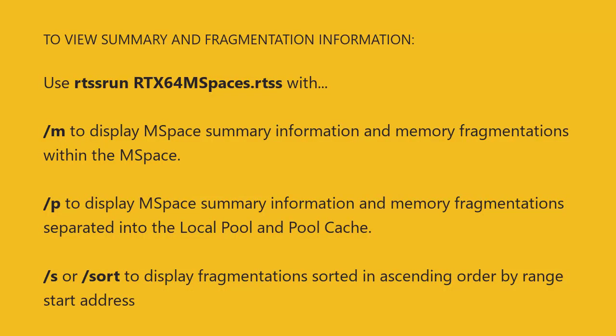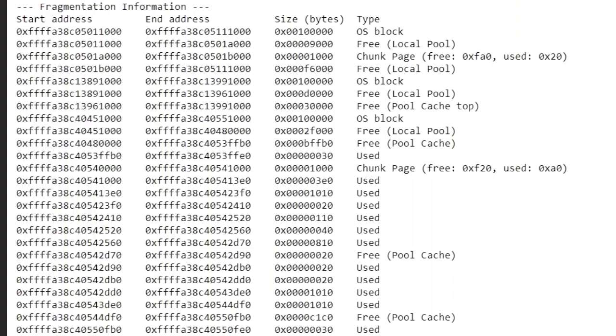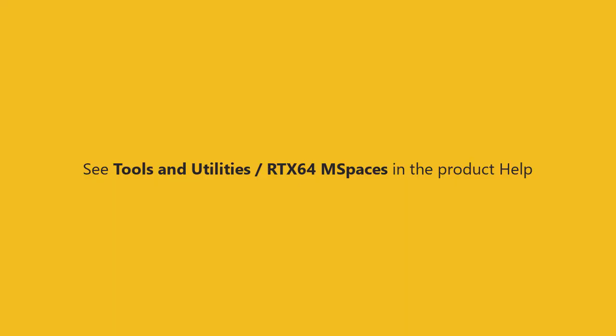The RTX64 MSpaces tool can also display MSpace summary information and memory fragmentations within the MSpace as a whole, or separately within an MSpace's local pool and pool cache. You can sort fragmentation data in ascending order by range start address using the command line parameters /s or /sort. This information can help you identify possible memory leaks, among other issues. Note that it may take several minutes for sorting results to display depending on the number of fragmentations. See the RTX64 MSpaces topic in the RTX64 help for information on the different fragmentation types.